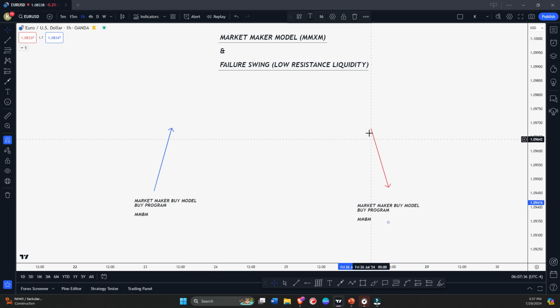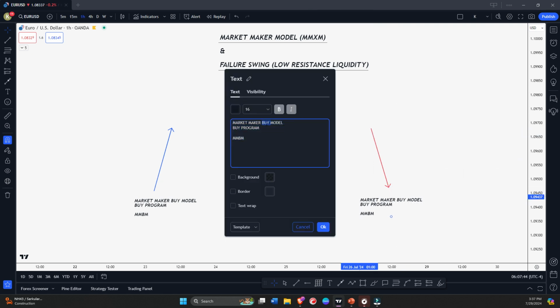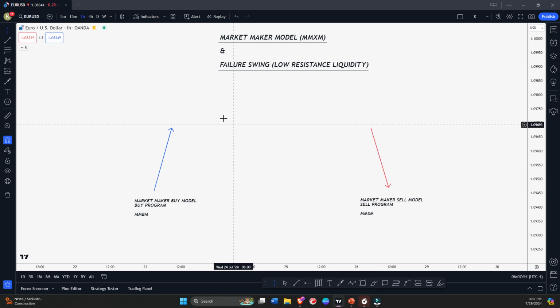Same thing on the opposite side. If you're looking for a bearish move, if you're looking for downside, if you're looking for short, people will say this is market maker sell model. And this is going to be our sell program because we're looking for a bearish move, right? And इसी को short form में MMSM बोलते हैं, ठीक है? तो है ये सिंपल चीज.